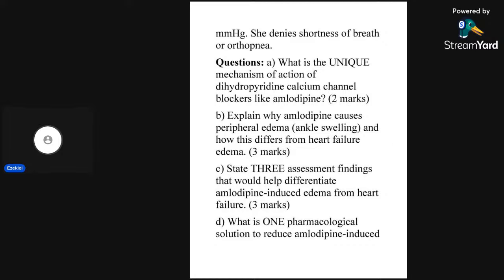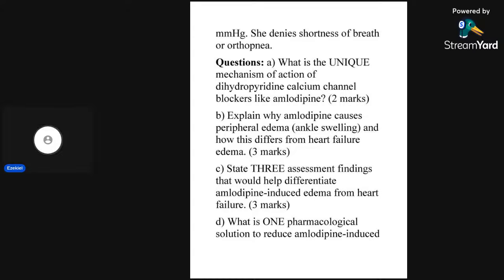Explain why amlodipine causes peripheral edema. Because it's a vasodilator. Peripheral edema means the vessels in the periphery are dilated, and then fluid moves from the capillaries to the interstitial spaces. When I come to class, I will explain that, because I need to show you a very small diagram for you to understand what that means.